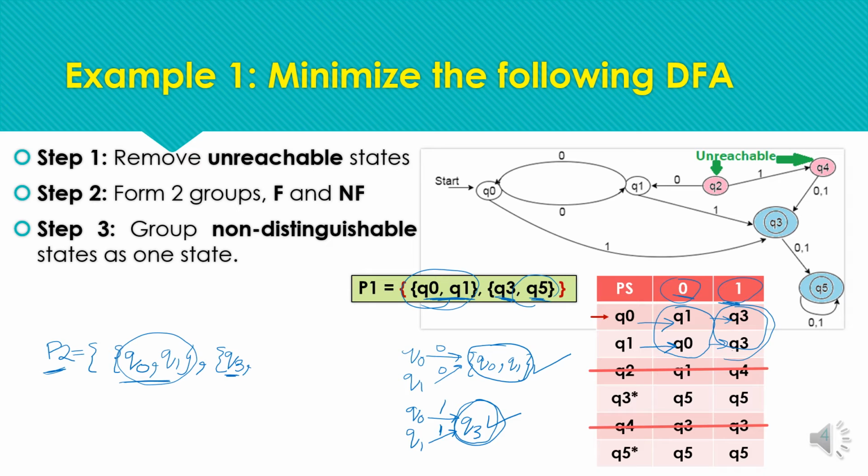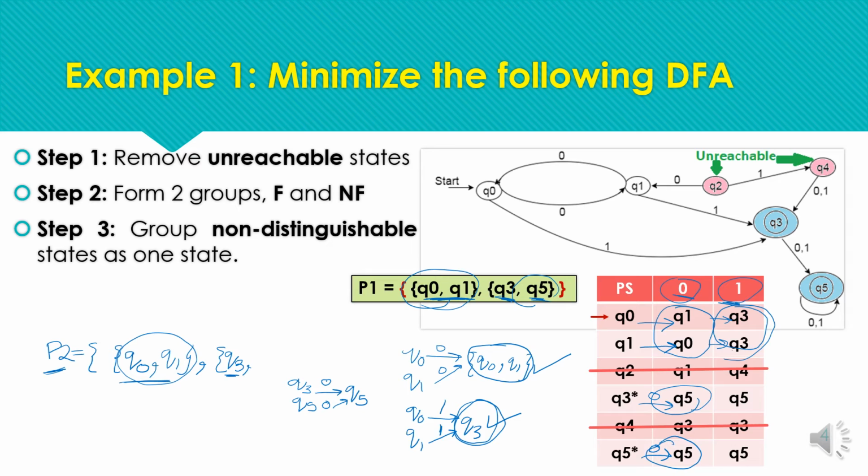From Q3 we are moving to state Q5 for input symbol 0, and from Q5 we are moving to the same state Q5. So here the resulting state is Q5 in both cases. So the condition is satisfied for input symbol 0, as Q3 and Q5 both are moving to the same state for input symbol 0. Now let's check the similarity for input symbol 1, whether the resulting states belong to the same group or not in previous partition 1.